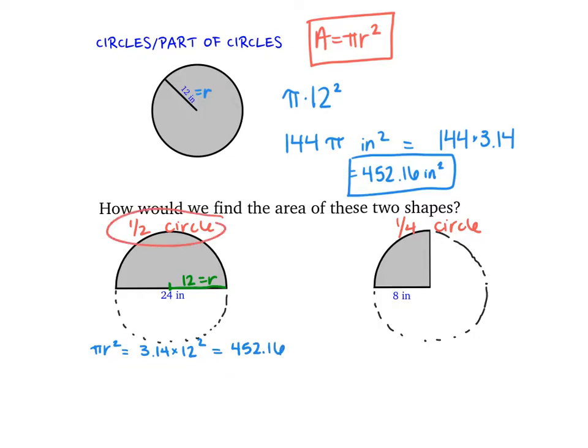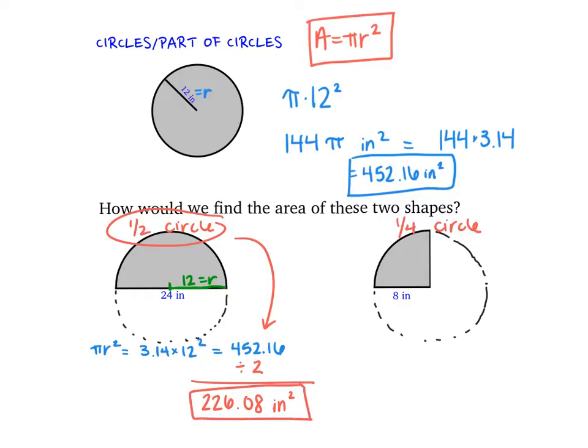Since I have a half of a circle, that means I would have half the area of what a full circle would be. So to compensate for that, what I'm going to do is take this area and divide it by 2. So the area of this half circle would come from 452.16 divided by 2, which gets me an area of 226.08.